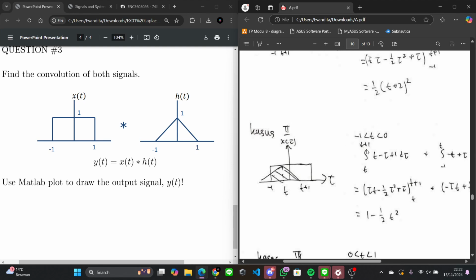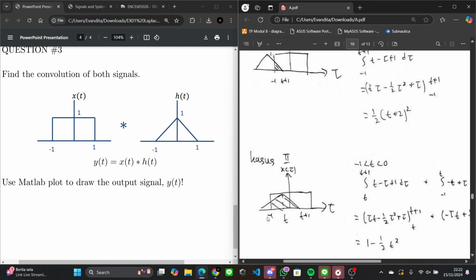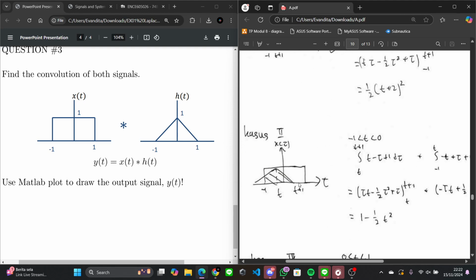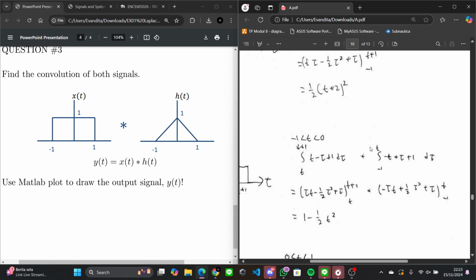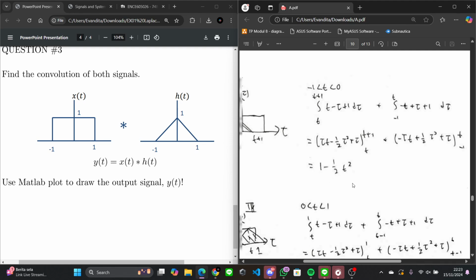For case 2, the t value is from -1 to 0, and we can see the limit is from t to t plus 1. It is split because this is only for the right side of the triangle, while the left side of the triangle is from -1 to t. So in here the constant is always -1, while the rest is changing values. That's why it's represented using t. And by normal integration, we get this value.